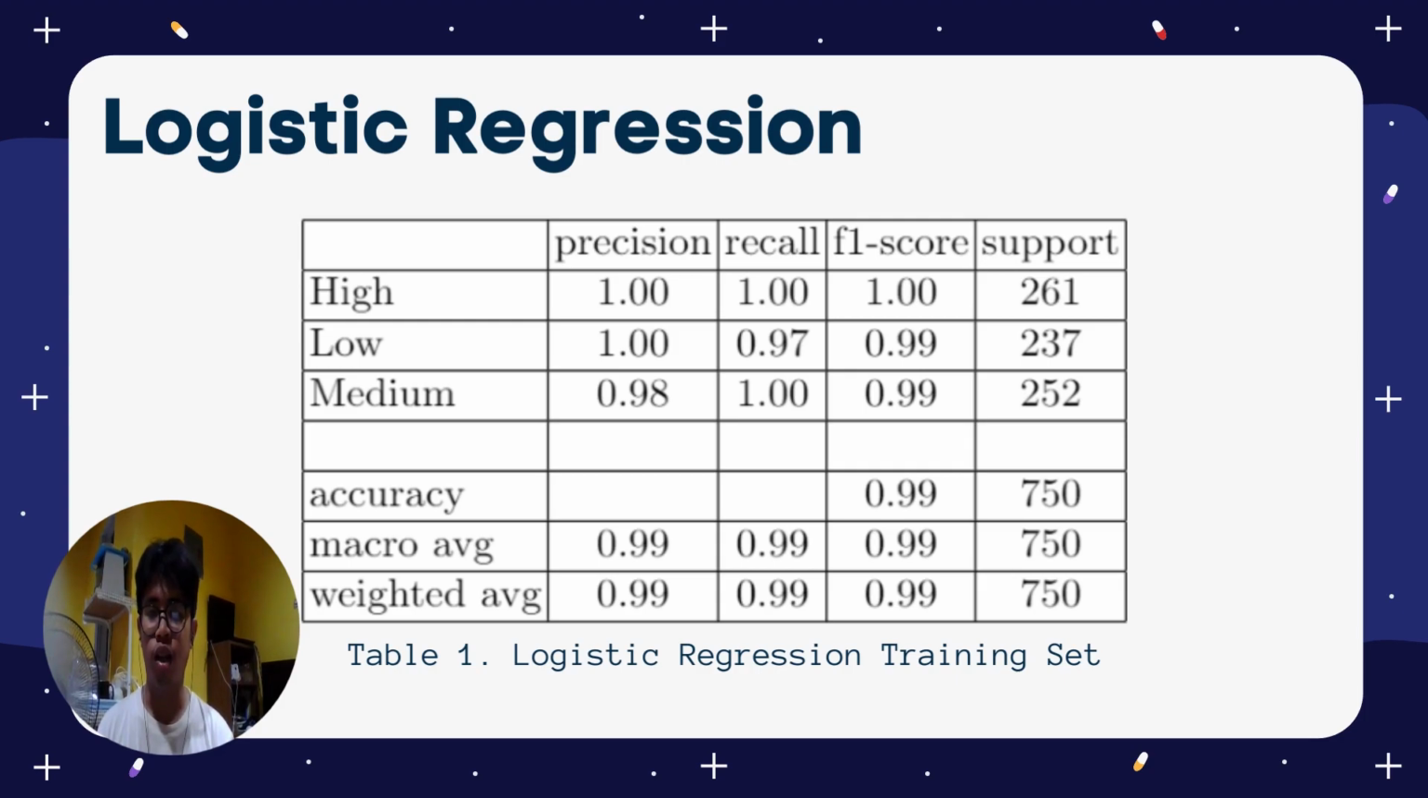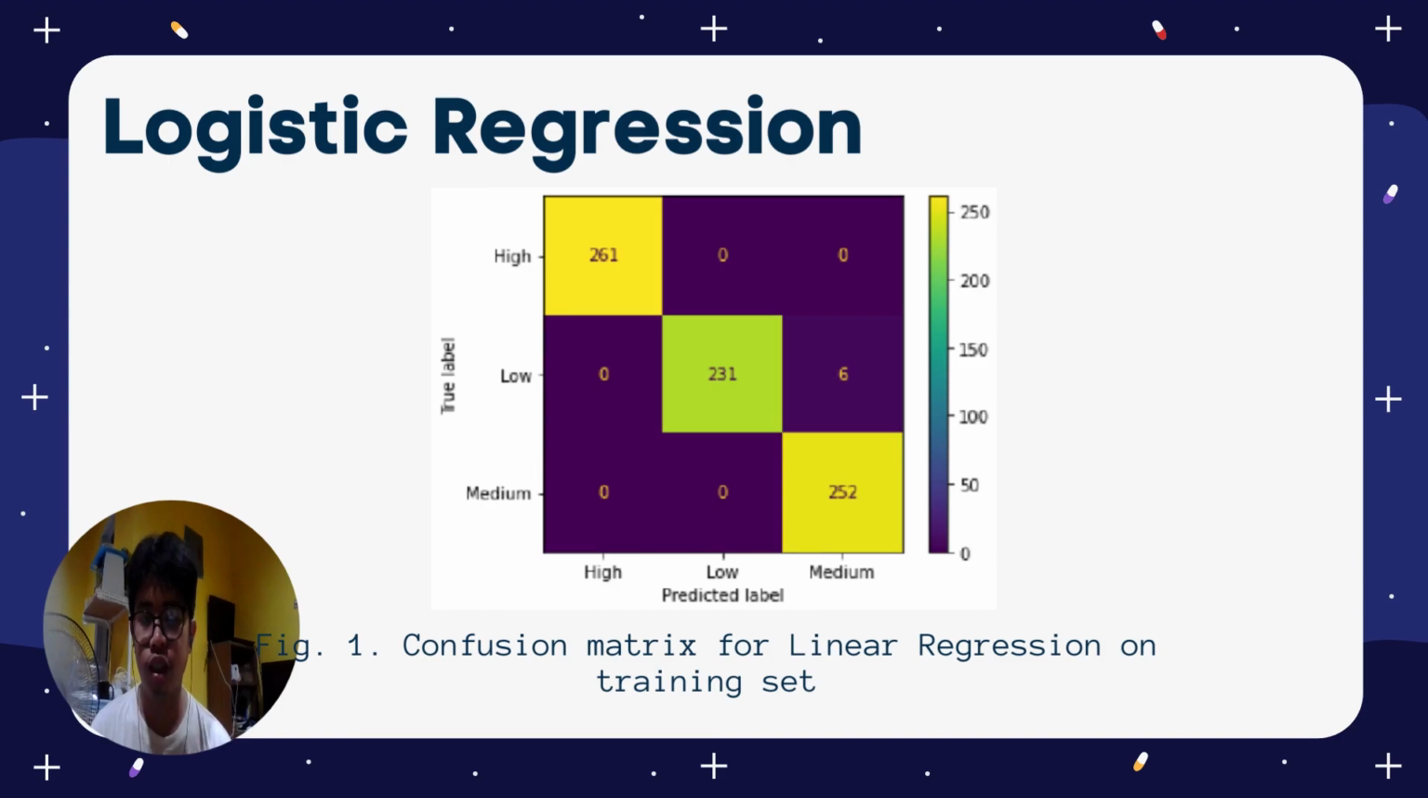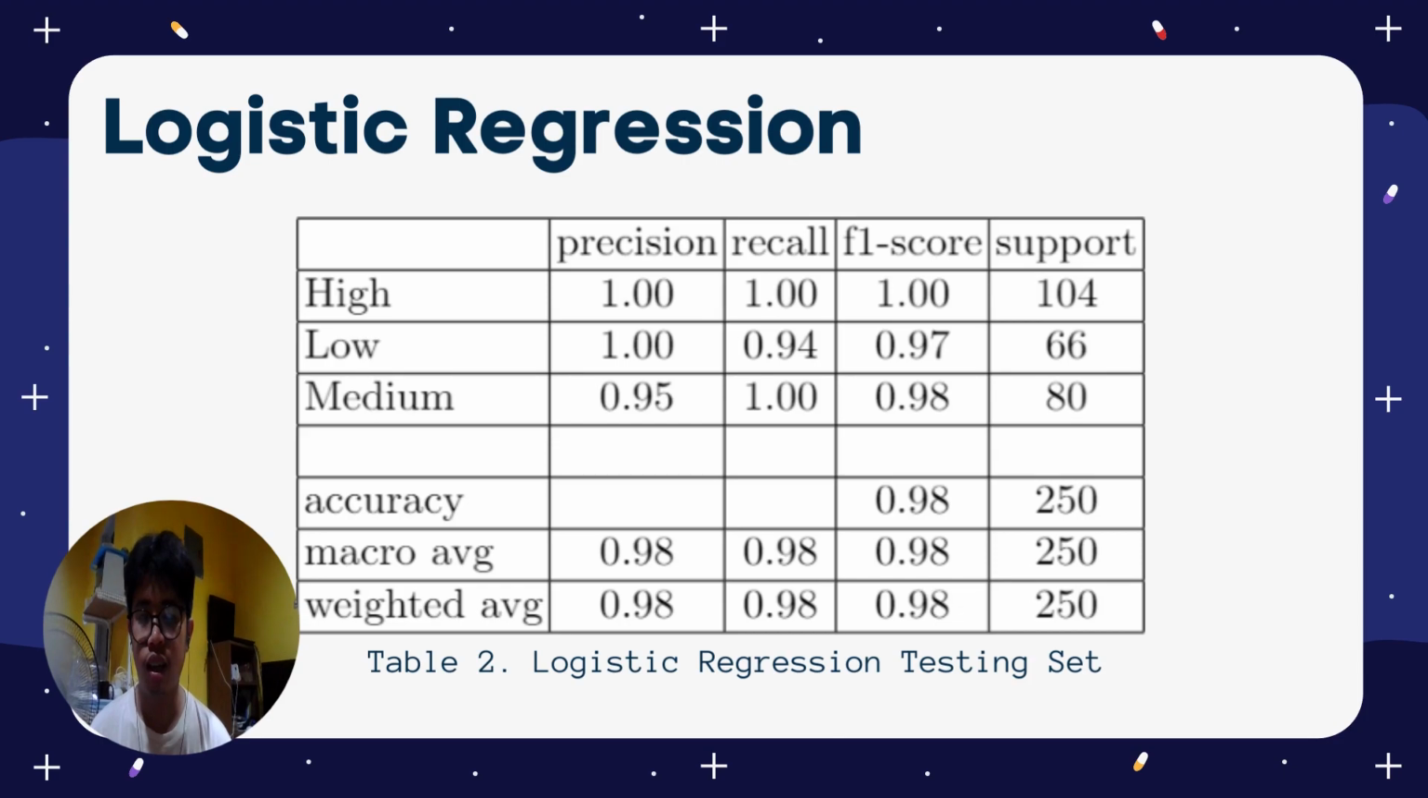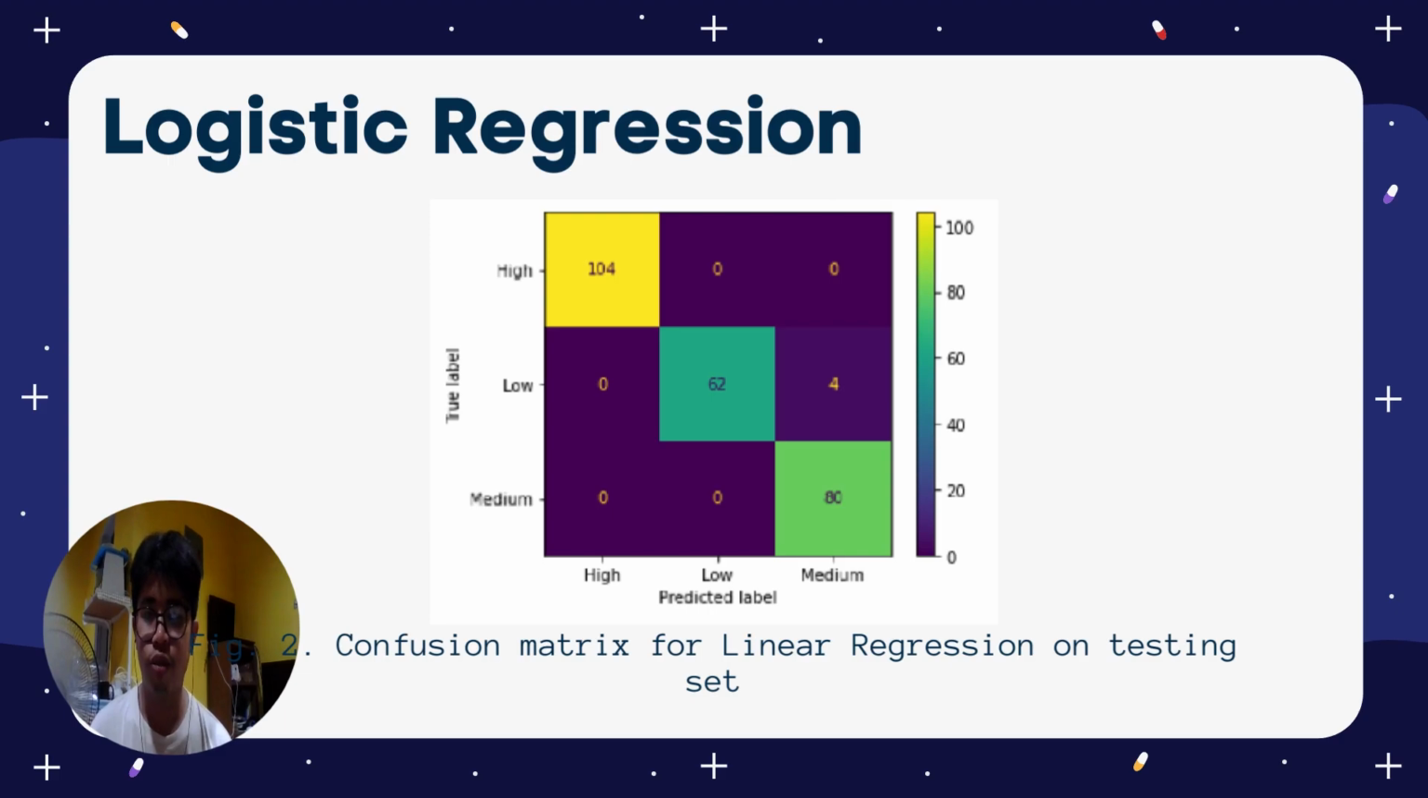For the logistic regression model, it had an accuracy score of 99% on the training set with macro averages of 99% in precision, recall, and F1 score respectively. Here is its confusion matrix for the training set. For the testing set, it had an accuracy score of 98% with macro averages of 98% for precision, recall, and F1 score respectively. Here is its confusion matrix for the testing set.